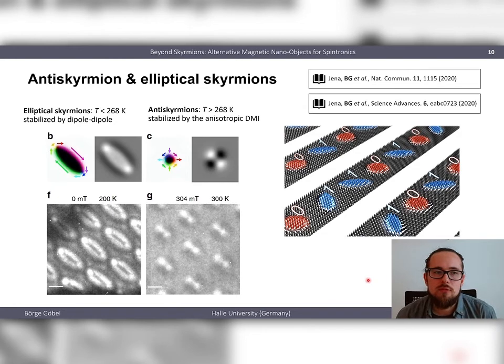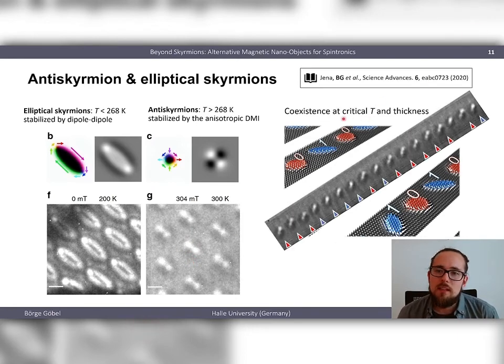And so here I want to explain to you our results in this experimental collaboration with Stuart Parkin's group. And what we have found is that in Heusler materials, elliptical Bloch skyrmions and antiskyrmions can coexist. So here you see a study at low temperatures, 200 Kelvin, where we see these elliptical skyrmions with a topological charge of 1. And here at a higher temperature you see the antiskyrmions that have the opposite topological charge. And exactly at a critical temperature, which is 268 Kelvin, we see a coexistence. And we even see this in such a racetrack geometry.